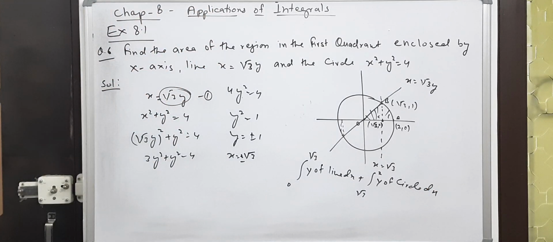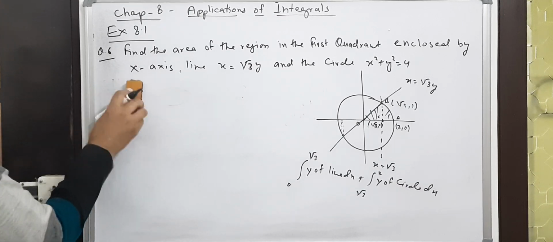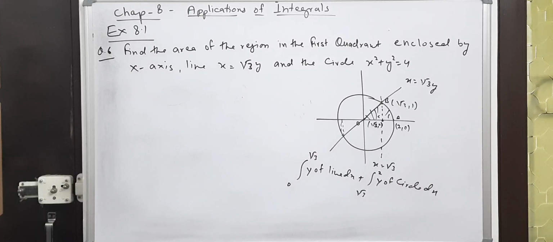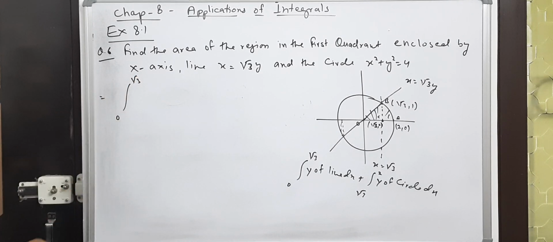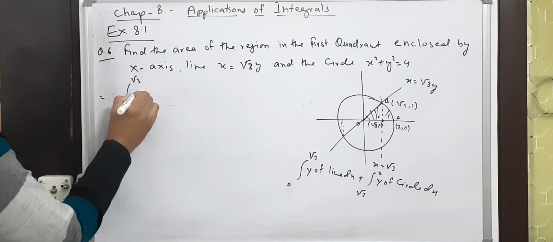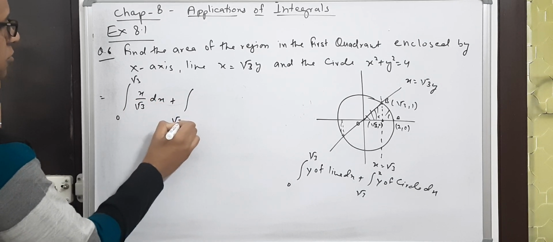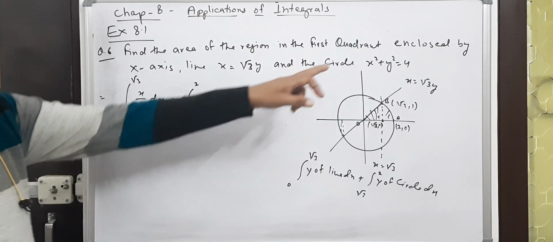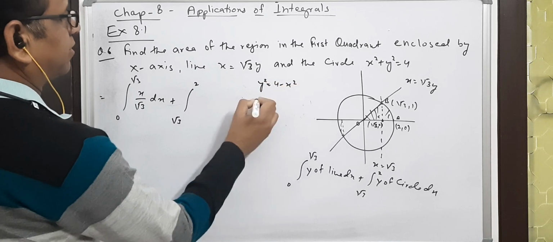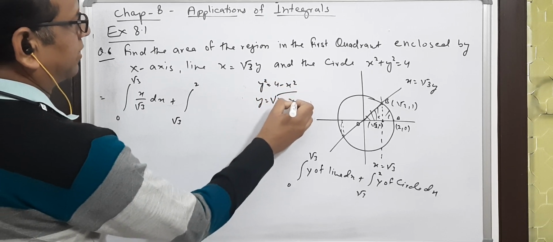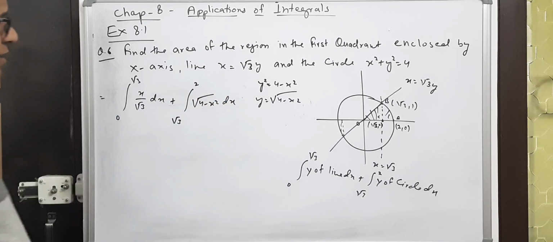See, this part is very important. Now I am explaining you the remaining thing. The sum is a little complicated and it is an important sum from the examination point of view. So it is 0 to root 3, y of line. So y of line is x by root 3 dx plus root 3 to 2, y of circle. What will be the y of circle? Y square is 4 minus x square. So y will be root 4 minus x square. So here it is root 4 minus x square dx.